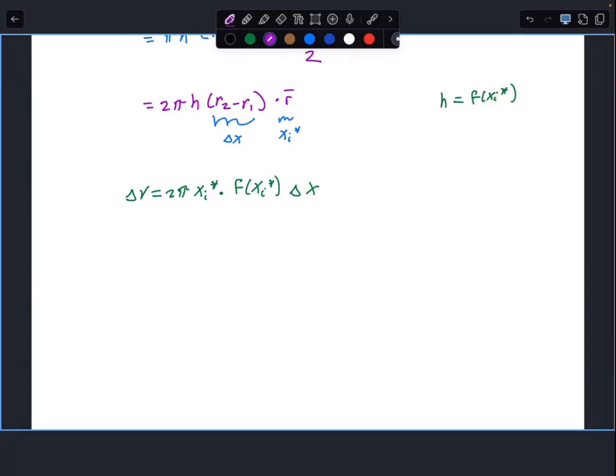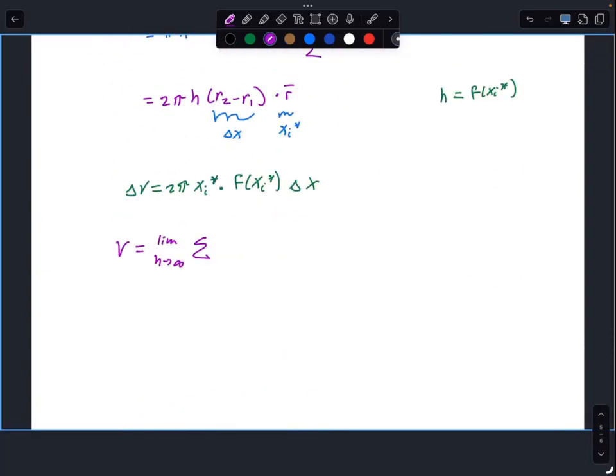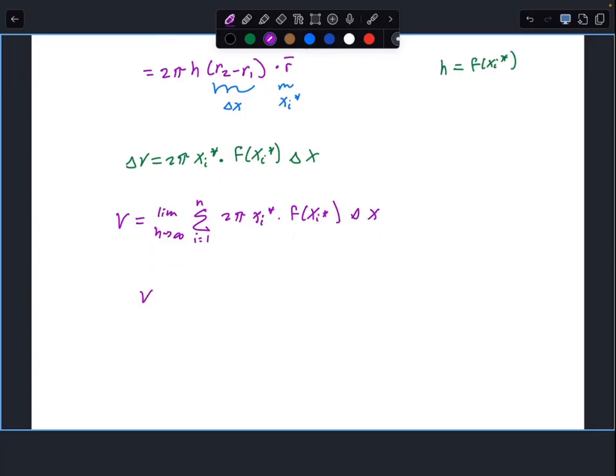And what that does for me now, it says, well, that's the volume of one of them. We know that the actual volume would be the limit as n approaches infinity of the summation from the first shell to the last shell of 2 pi x sub i star times f of x sub i star delta x, which gives me that the volume is equal to what? The integral from a to b of 2 pi, what? What does x sub i star turn into when we turn it into an integral? x times f of x dx.